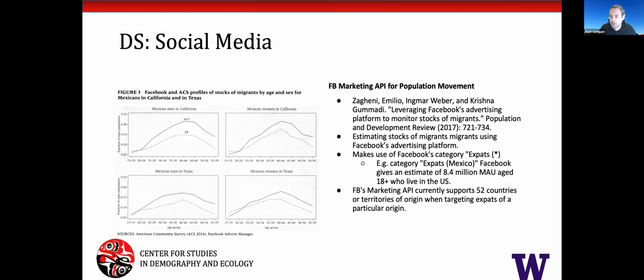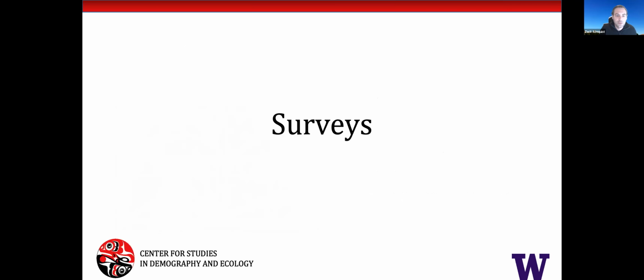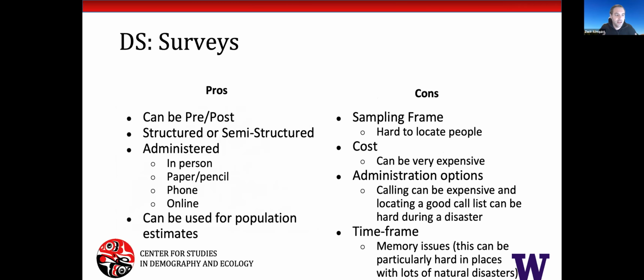Did with the consumer panel data. So this is almost like administrative data to get estimates. Then we've got classic surveys. They can be done pre-post, semi-structured, in-person, paper, phone, online.